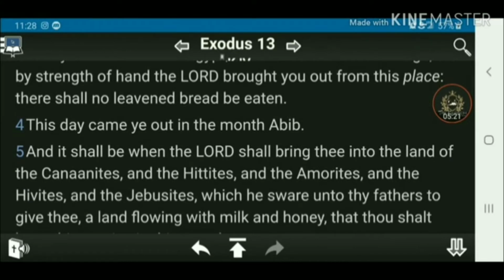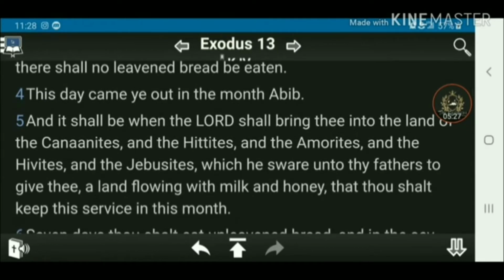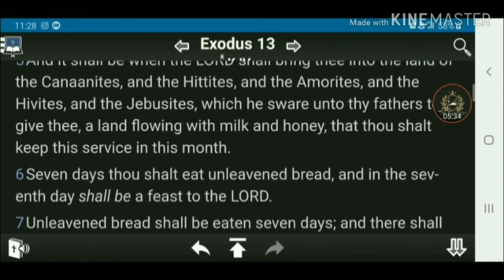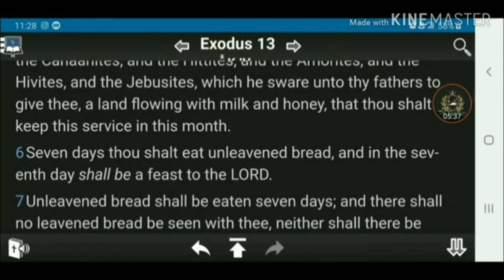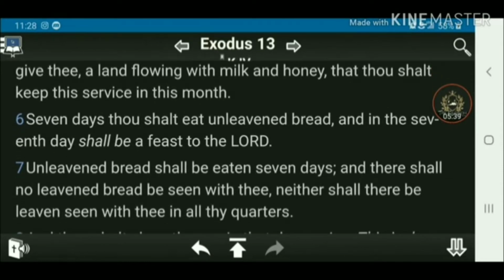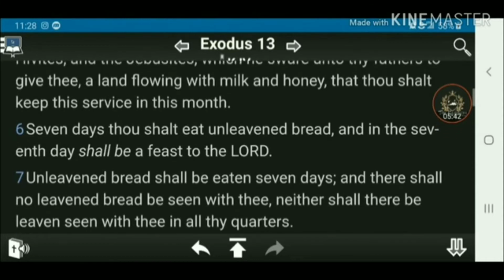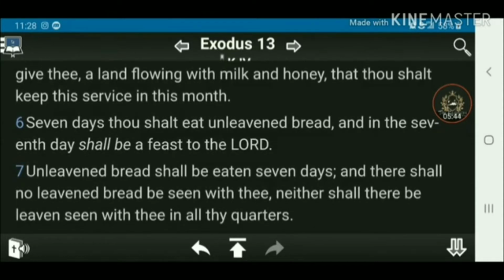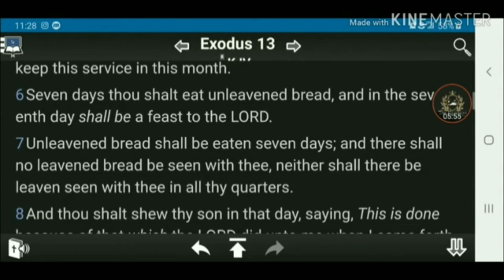And it shall be, when the Lord shall bring thee into the land of the Canaanites, and the Hittites, and the Amorites, and the Hivites, and the Jebusites, which he sware unto thy fathers to give thee, a land flowing with milk and honey, that thou shalt keep this service in this month. 7 days shalt thou eat unleavened bread, and in the 7th day shall be a feast unto the Lord. Unleavened bread shall be eaten 7 days, and there shall no leavened bread be seen with thee, neither shall there be leaven seen with thee in all thy quarters.